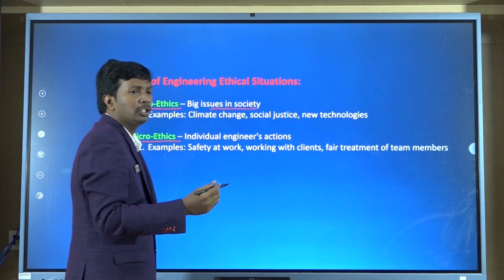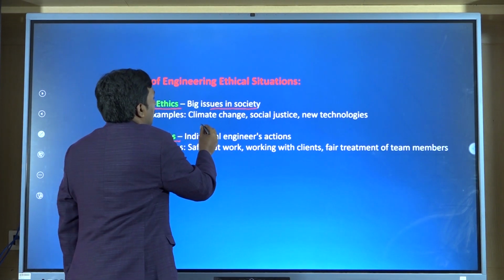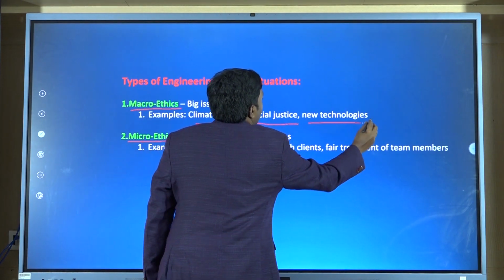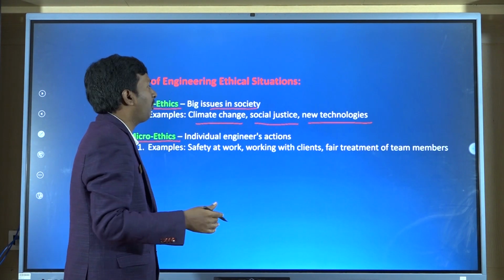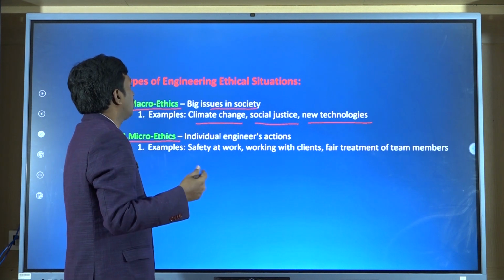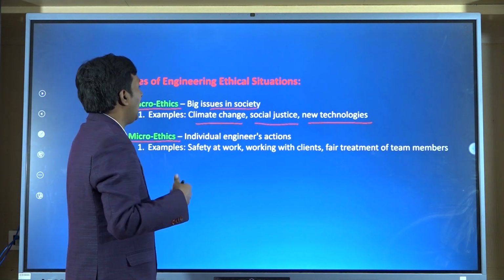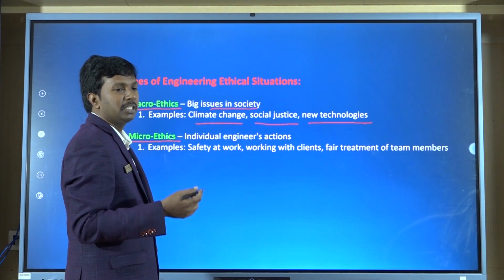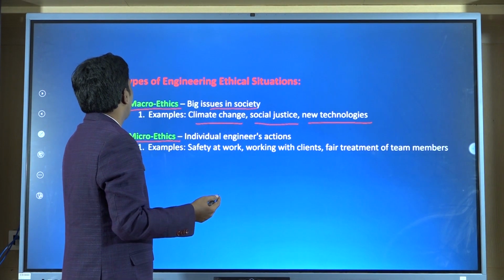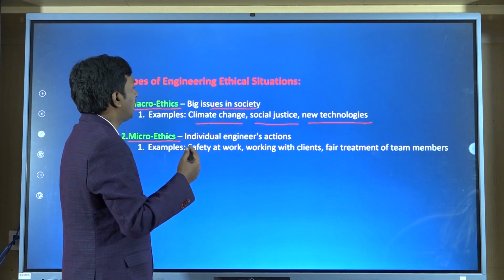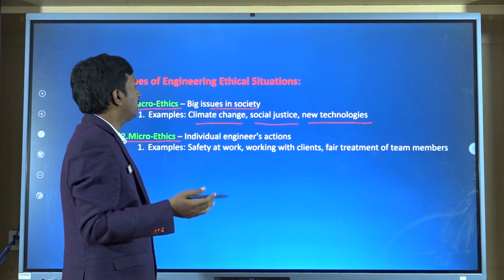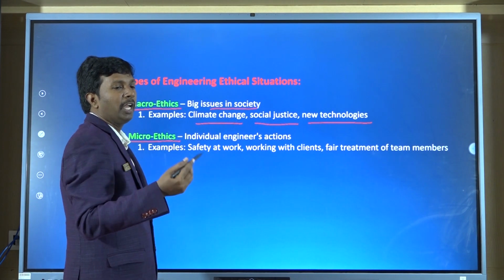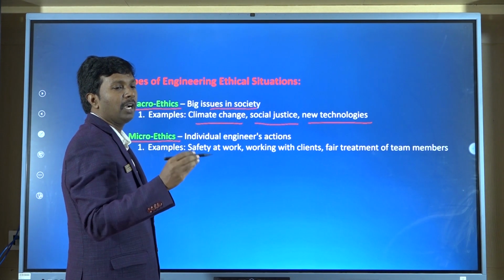What are the big issues in society? For example, climate change, social justice, new technologies. In daily life we are getting new technologies, right? These are all big issues in society, and climate change is also one big issue. Social justice is also one big issue. So macro ethics tells about the big issues in society. Whenever you are working on big issues, we have to think about what is right and wrong.